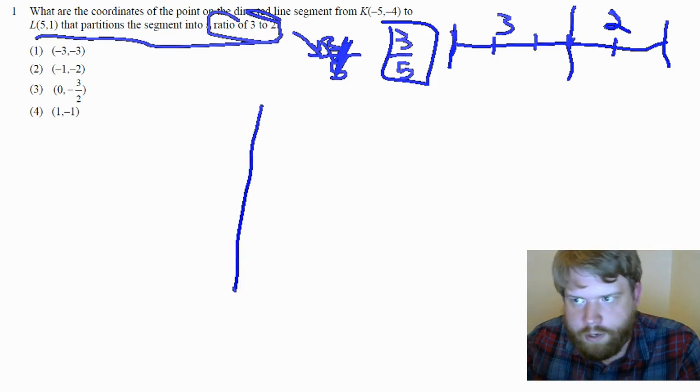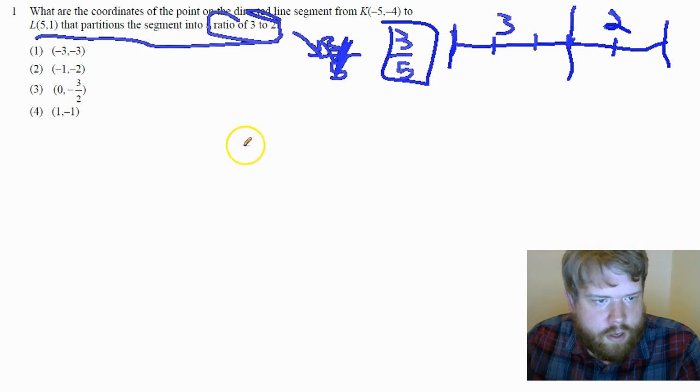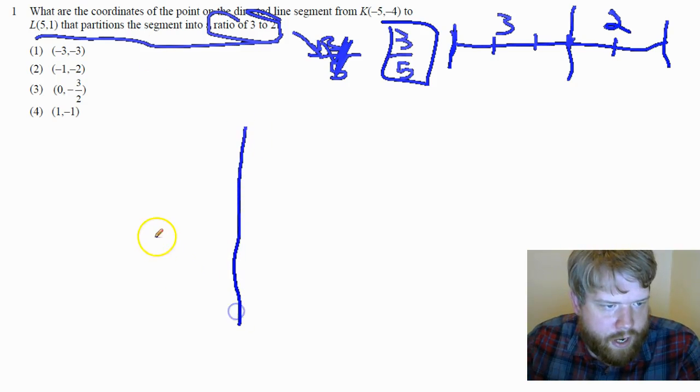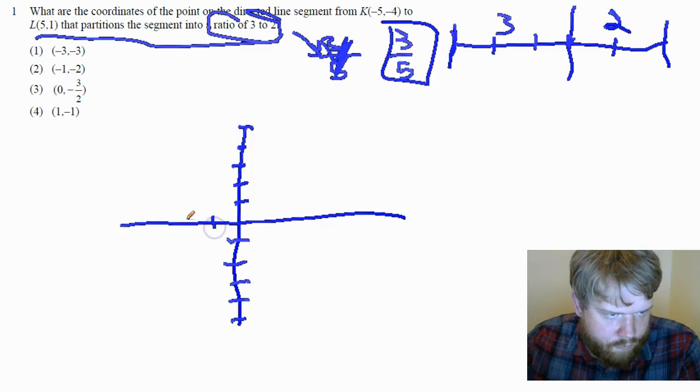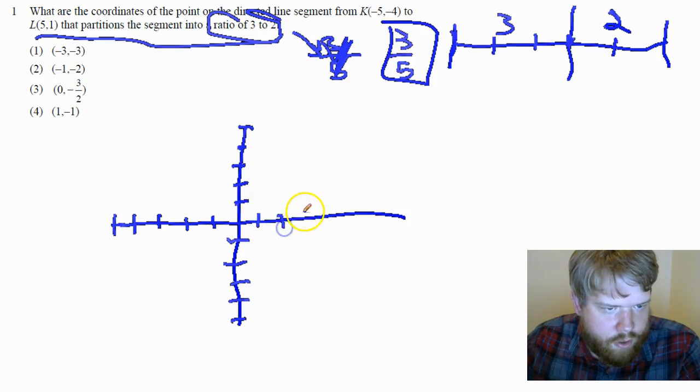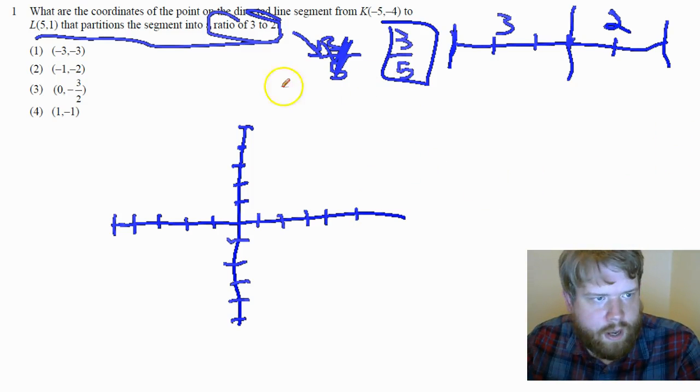All right, so now that we've gotten that straight, let's sketch a graph. I'm not even going to try to make this graph super precise, but I do at least want to have some tick marks here. So we'll go 1, 2, 3, 4, 5 up, 1, 2, 3, 4, 5 down, 1, 2, 3, 4, 5 left, 1, 2, 3, 4, 5 right. Okay, so now let's plot our 2 points.